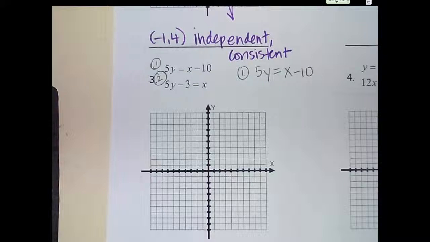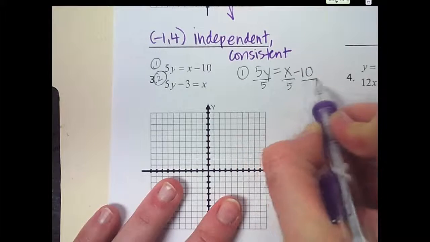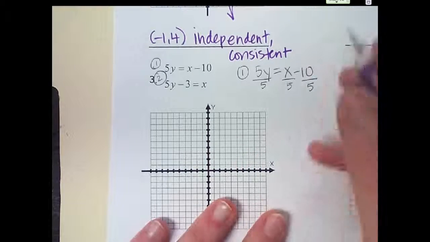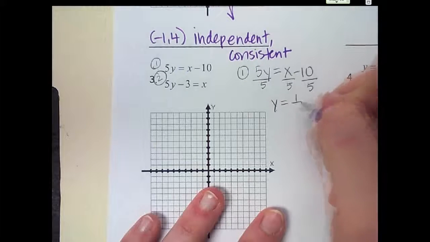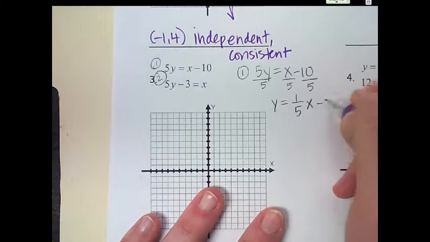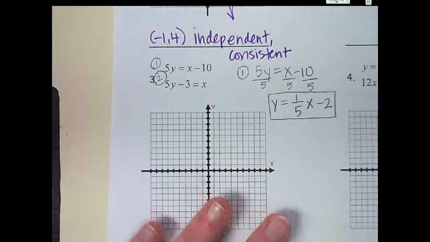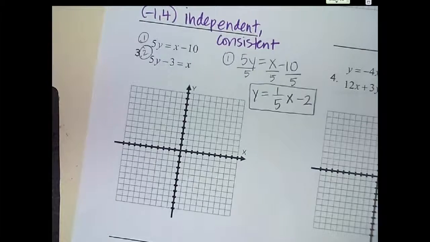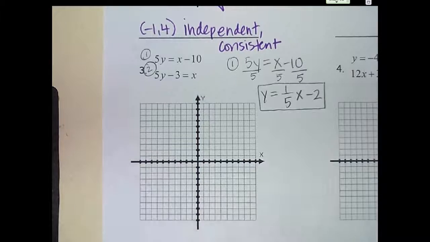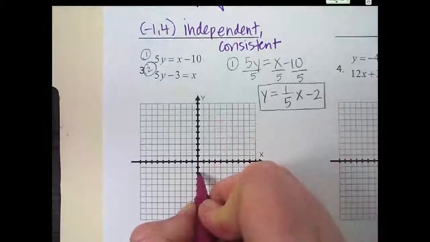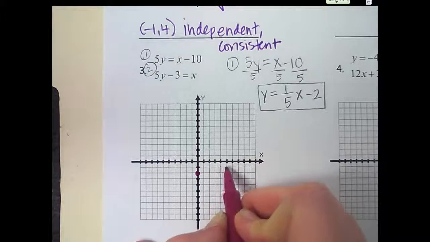What do you have to do? Divide everything by 5. So y equals, what's the slope on that? 1/5, good. 1/5 x minus 2. Okay, I'm going to go ahead and graph it. I like to do everything all at once. So minus 2 and up 1 over 5.